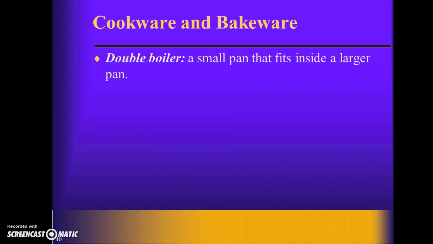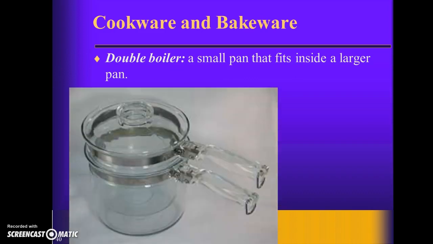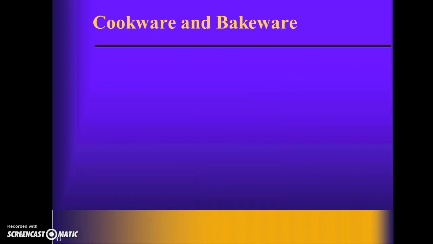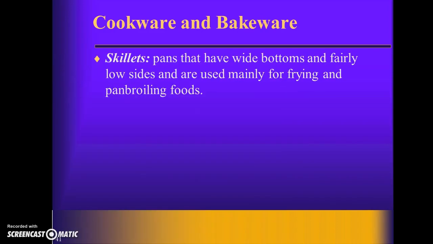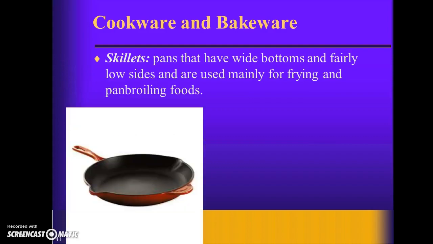Muffins. Double boiler, a small pan that fits inside a larger pan. Think fondue, melting chocolate for strawberries. Skillets, pans that have a wide bottom and fairly low sides, are used mainly for frying and pan broiling. We use cast iron a lot for them. Okay, so moving on, we talked about the skillet.